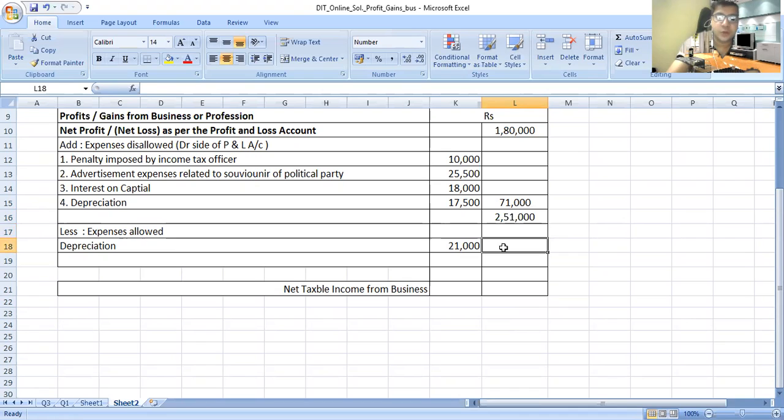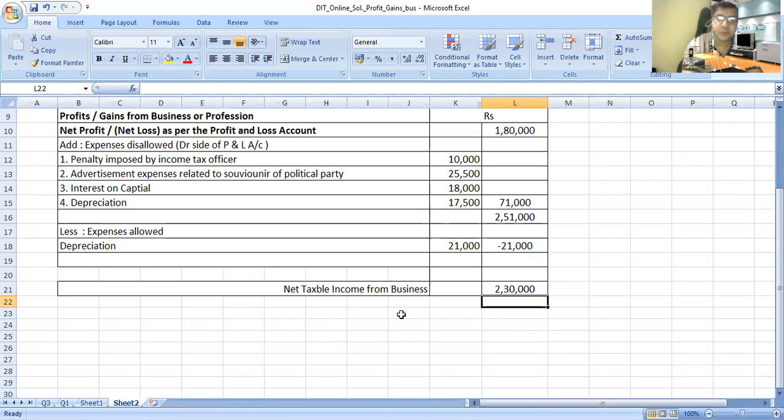We will keep it in the outer column, 21,000, and we will put it in brackets because we have to deduct this value. Okay, fine. Now, what we have to do: 2,51,000 minus 21,000. The rest of the value, that is 2,30,000, is the net taxable income from business.